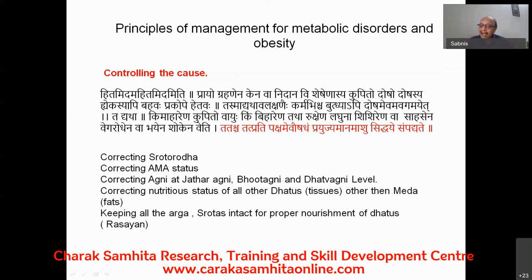Correcting the srotorodhas, correcting the ama, correcting the agni, the jatharagni, correcting the nutritious status of all the dhatus other than medha, and keeping all the margas, that is srotas, intact for proper nourishment of the dhatus, that is rasayana. This is the way we have to look at metabolic disorders. Just giving lekhana medicine, just giving karshana to the patient doesn't work. If we want a complete treatment till the rasayana management, this should be the way I treat. I don't want to say that everybody should think in my direction. People have different, very good thought processes for treating metabolic disorders. This is the way we treat metabolic disorders.